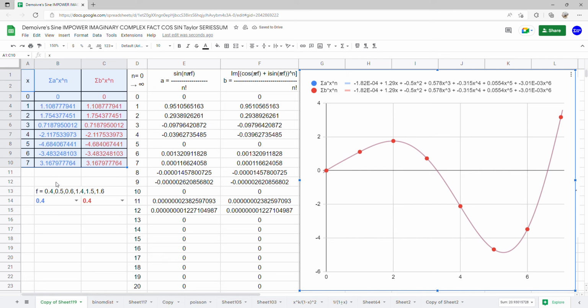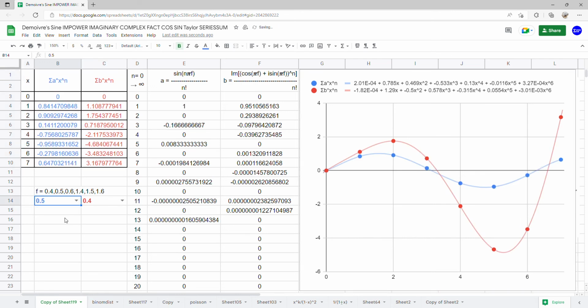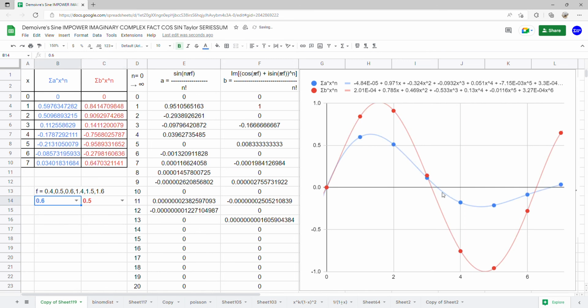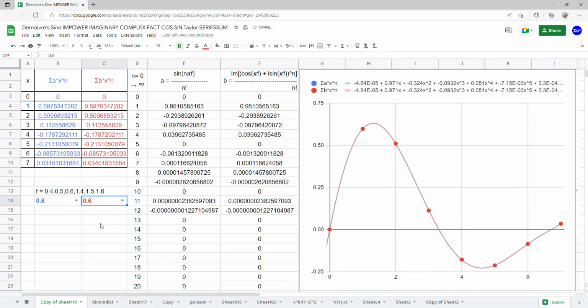So begin with the function itself. Change this to 0.5. Now it's a steady state sine function. We also change the DeMoivre sine function to 0.5. Now they're the same. It's a steady state sine function. Change the value of f to 0.6. Now it's a decaying sine function. We also change the DeMoivre to 0.6. Now it's a decaying sine function.